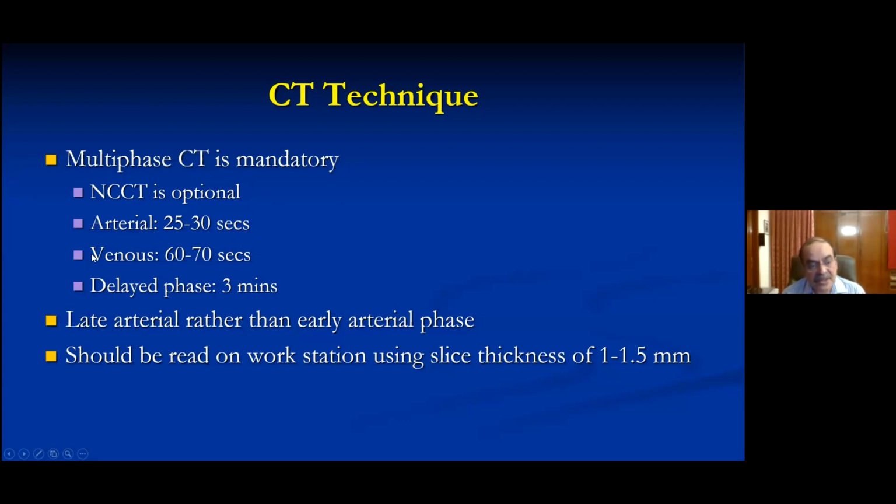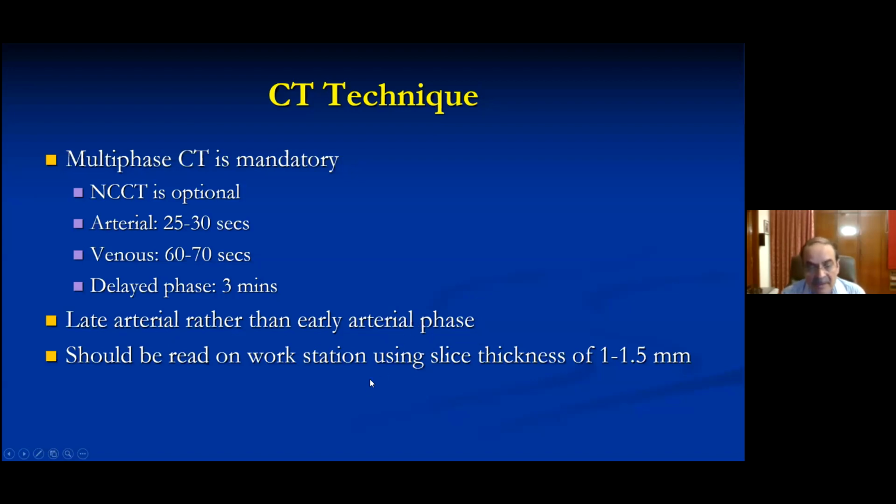Then the venous phase, or the portal venous phase, comes at about 60 to 70 seconds, and then we acquire a delayed phase at 3 minutes. And the behavior of the lesion across these three phases really helps you in trying to characterize the lesion. We use the late arterial phase rather than the early arterial phase, which comes at about 20 to 22 seconds and gives you contrast only in the arteries.